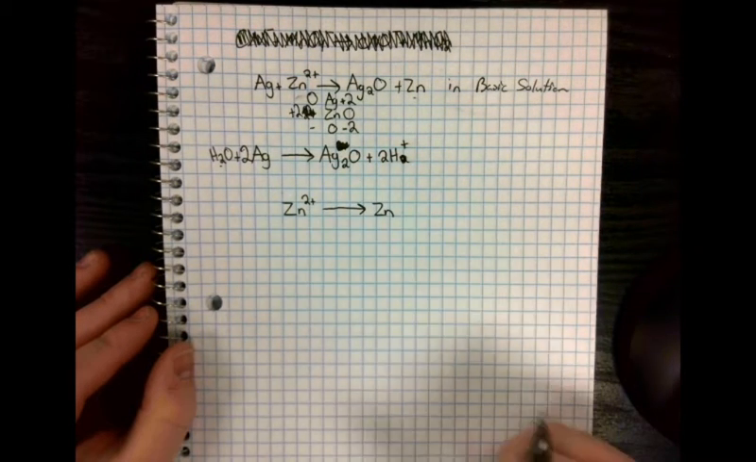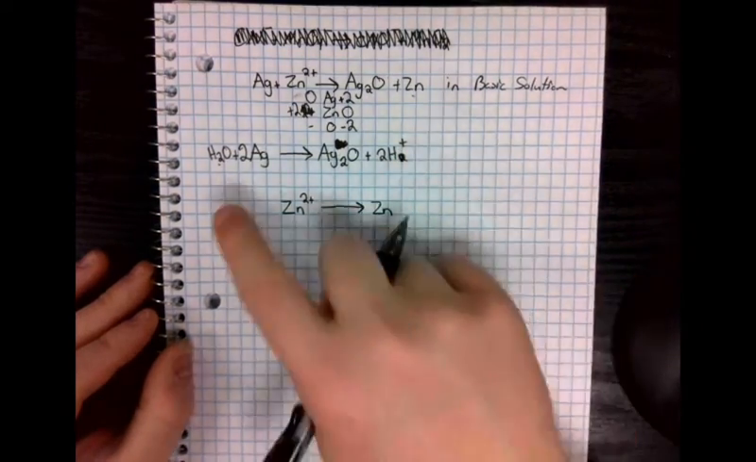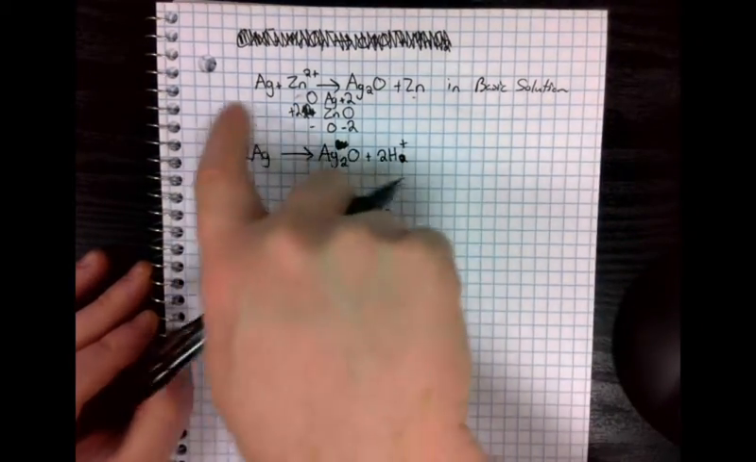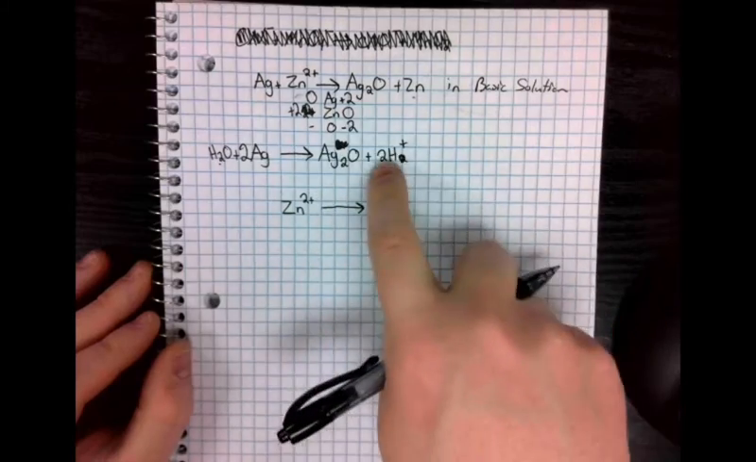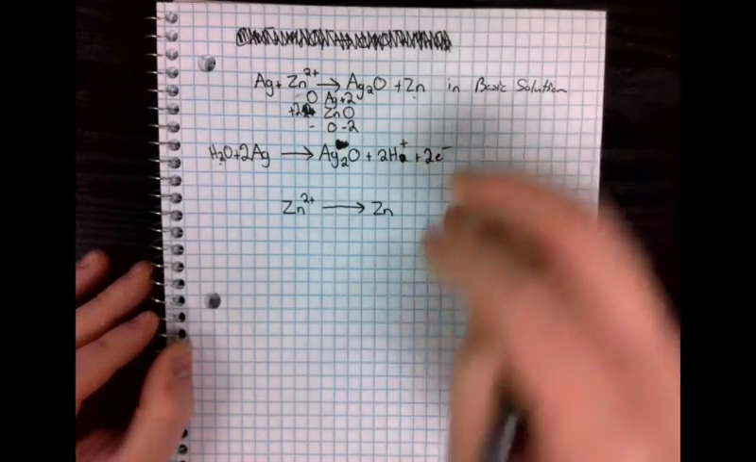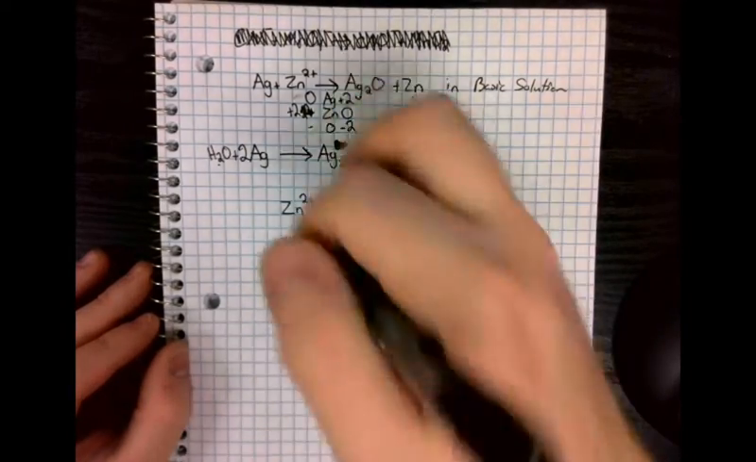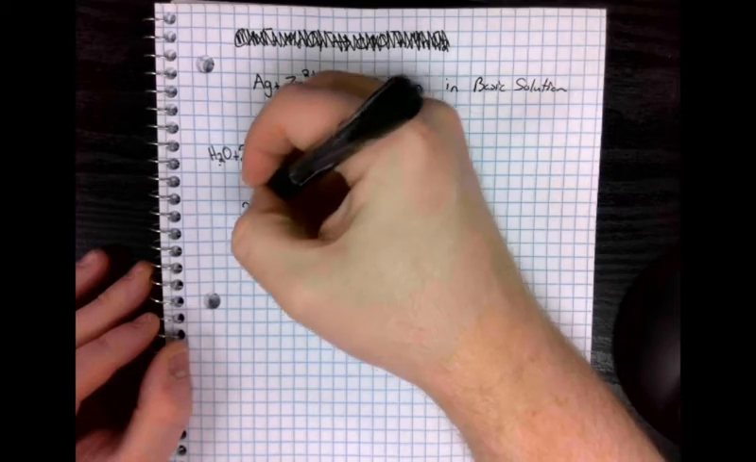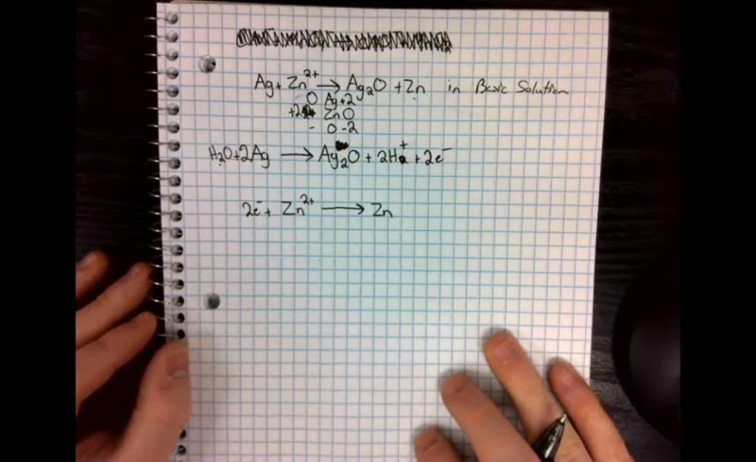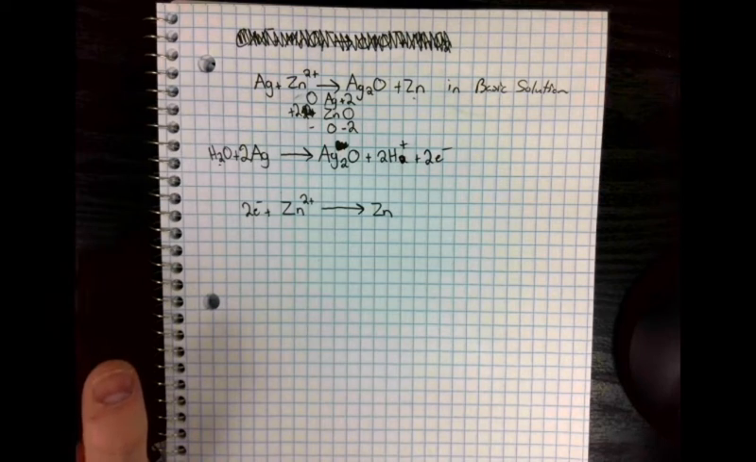Next step, we have to add electrons as needed to each side. In this case, we want our charges to be equal. This side has a total charge of 0. This side has a total charge of +2. So we're going to add 2 electrons. This side has a charge that is neutral. This side has a charge that is +2. So we're going to add 2 electrons. So far, exactly like acidic.